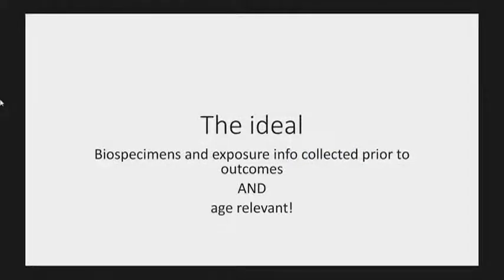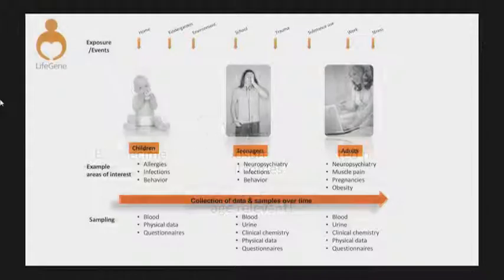Now, the ideal would be that one has biospecimens and exposure information collected prior to the outcomes, and that they're also age-relevant, both biospecimens and exposure information, and pertinent to the outcomes. So this is an example of the way we were thinking with the prospective cohort in Sweden called LifeGene, where, as you can see, there would be very different exposures for the infants versus the adults, perhaps very different outcomes that one is interested in.